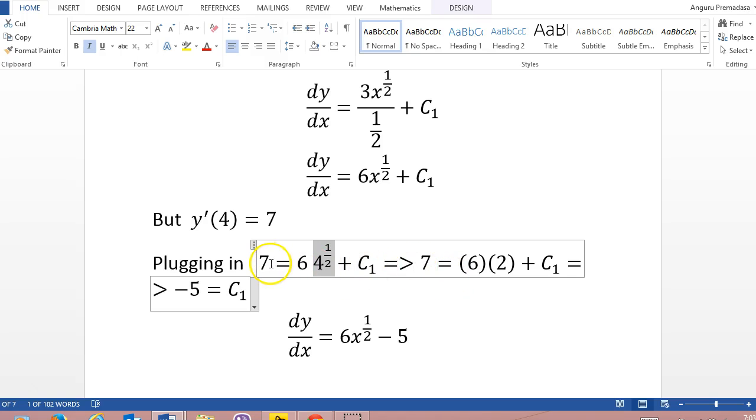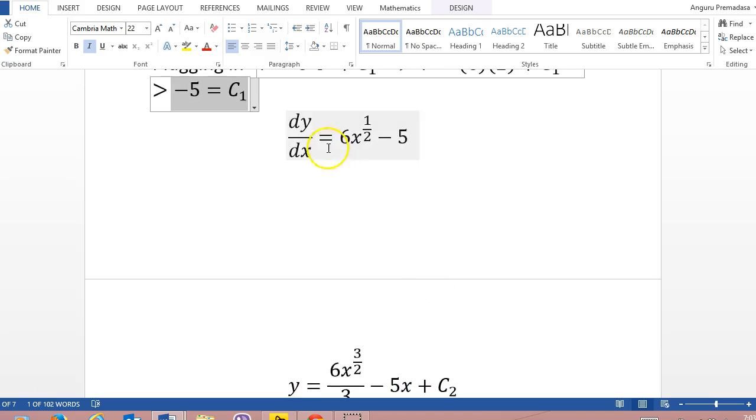Now this can be written as 7 equals 6 times, what is 4 to the 1/2? That is 2. So 7 equals 12 plus c1. Take the 12 over to the other side, and you get c1 equals minus 5. Now make sure that you plug that back in. What you get is dy over dx equals 6x to the 1/2 minus 5.